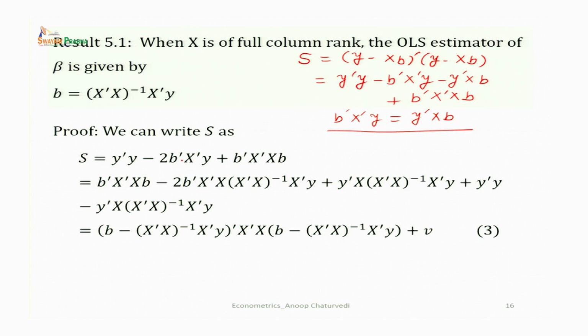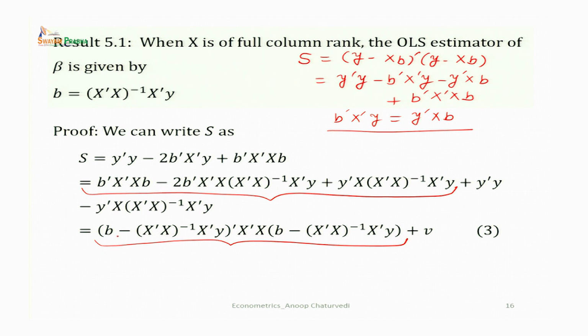So, basically what we are doing, we are taking (X'X)^{-1} X'Y at this place, plus we add Y'X(X'X)^{-1}X'Y here, and we subtract Y'X(X'X)^{-1}X'Y here, and then you have plus Y'Y here. Now, if we combine these three terms, we obtain (b minus (X'X)^{-1}X'Y)' X'X (b minus (X'X)^{-1}X'Y).